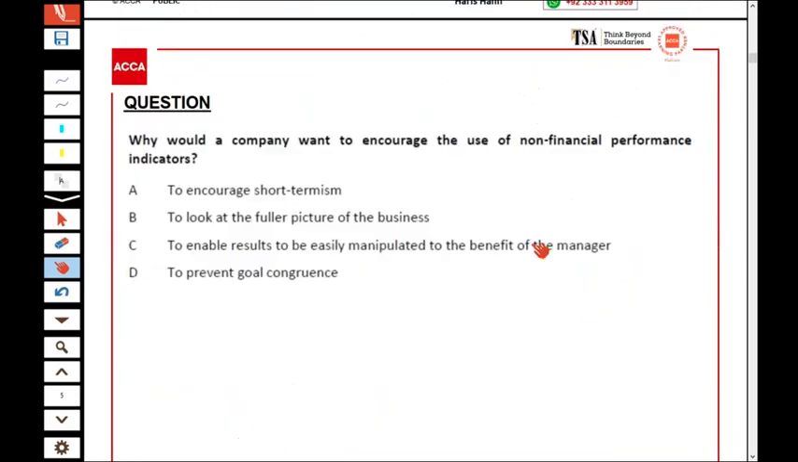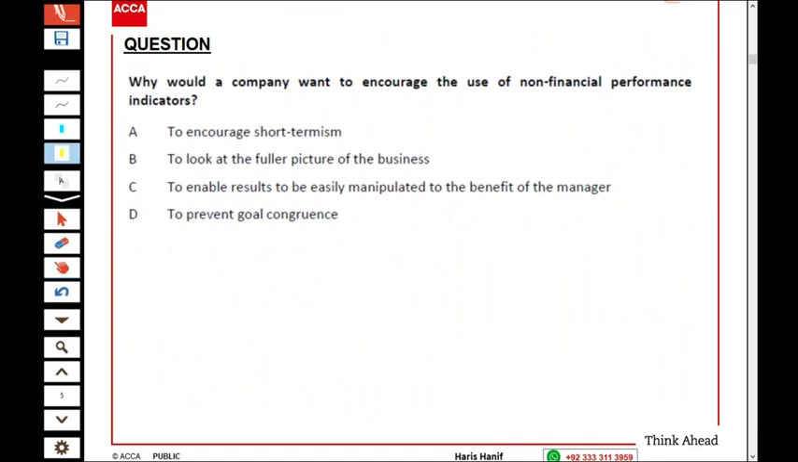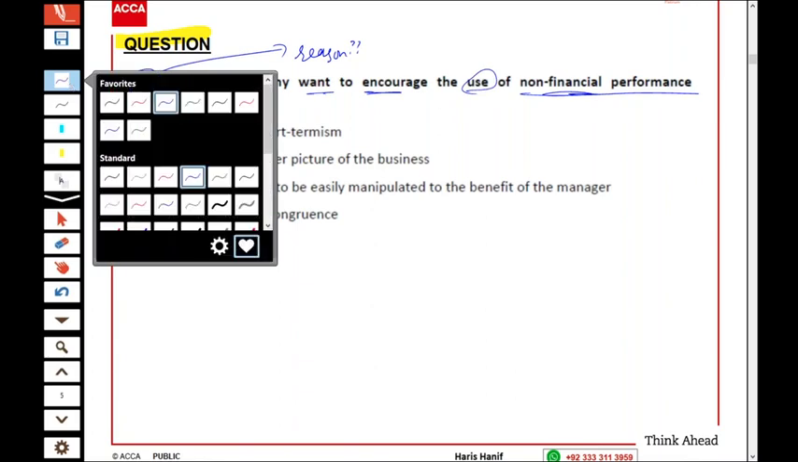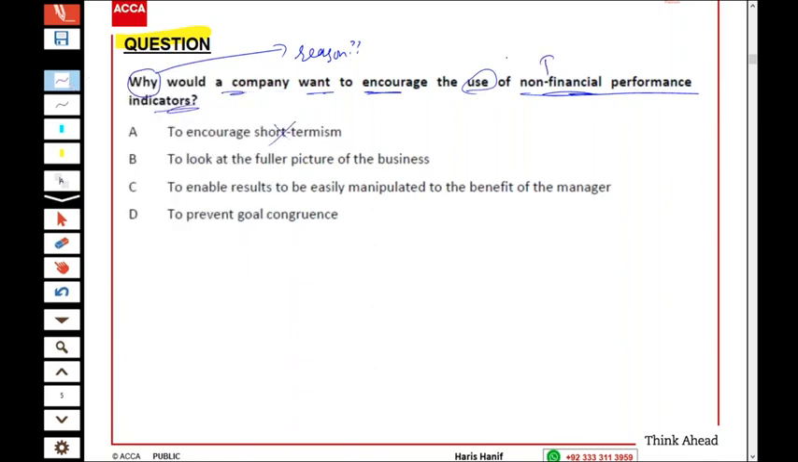And oh, we have an MCQ right now. That's good. Question: it's asking why. Why means reason. Why would a company want to encourage the use of non-financial performance indicators? Can you read the options and answer me in the question box? The first option is eliminated because non-financial is long term. To enable the data to be easily manipulated, no.